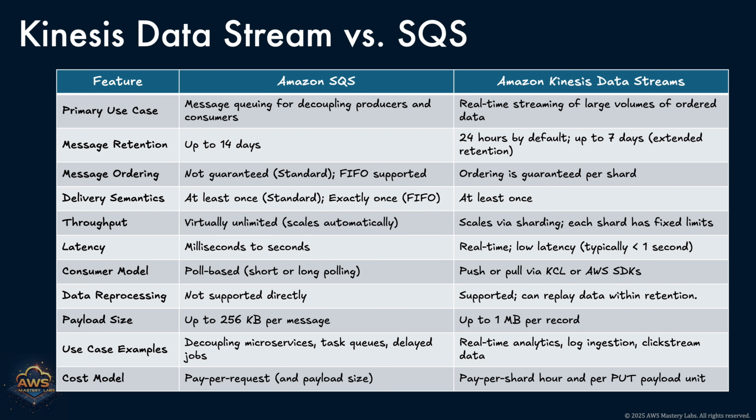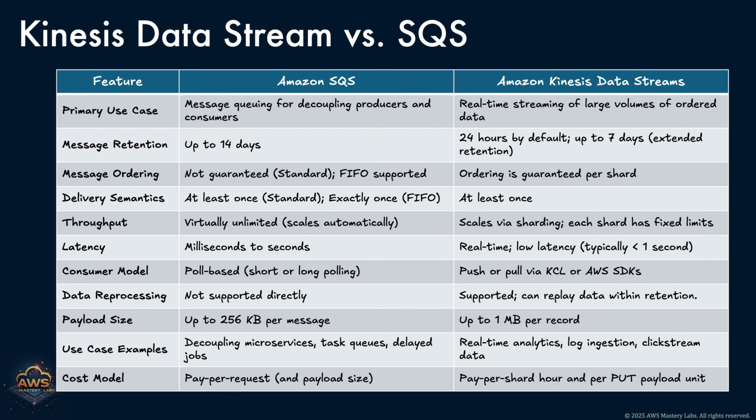SQS supports messages up to 256 kilobytes, while Kinesis records can be up to 1 megabyte, which suits high-volume log ingestion and rich event payloads. From a cost standpoint, SQS is priced per request and includes a free tier, whereas Kinesis pricing is based on shard hours and payload units, which can be more expensive at scale but offers greater control and flexibility. Lastly, SQS doesn't support replay once a message is processed or expired, but Kinesis allows consumers to replay data for analytics, debugging, or recovery workflows, a crucial feature for event-driven architectures.